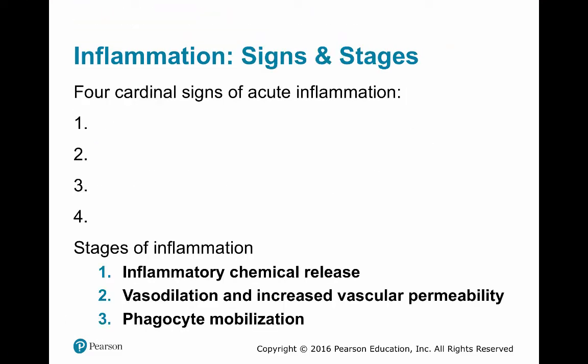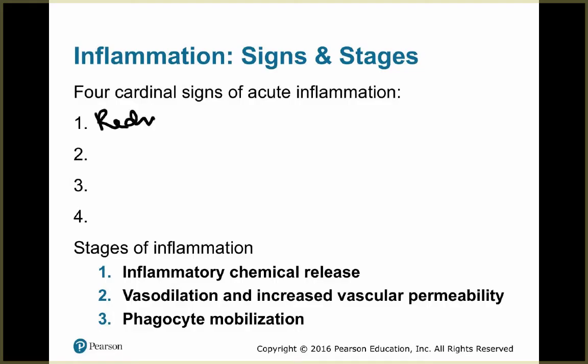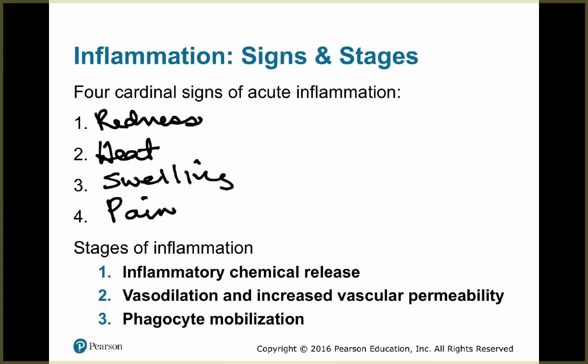And so there are 4 cardinal signs of inflammation or acute inflammation. The first is redness. The second is the area can feel kind of warm or heat. It can start to swell, and it can feel painful, right? Sometimes there's even a 5th function that says there's an impairment in function. And basically, this is the idea if it's seeing if movement or use of the area is hampered or cannot do it, right?